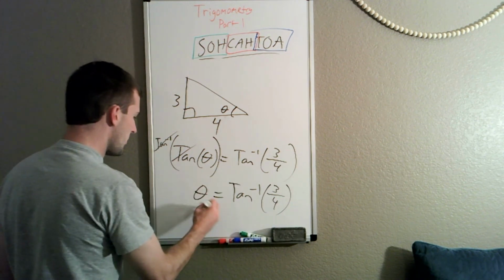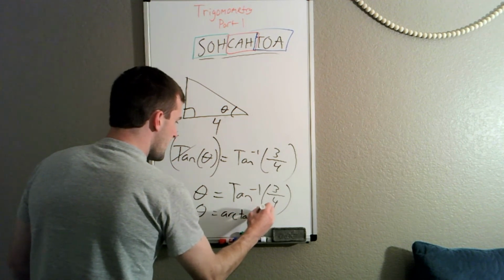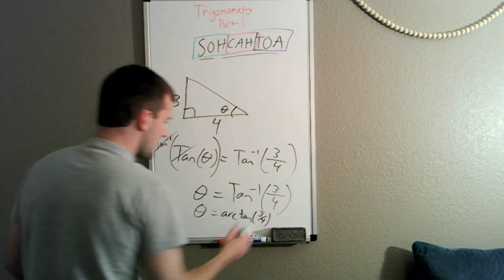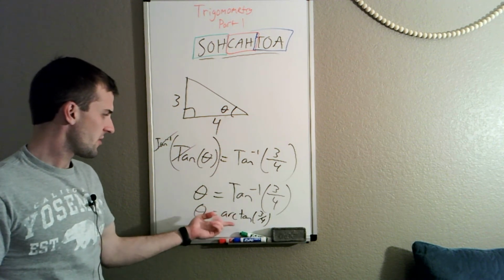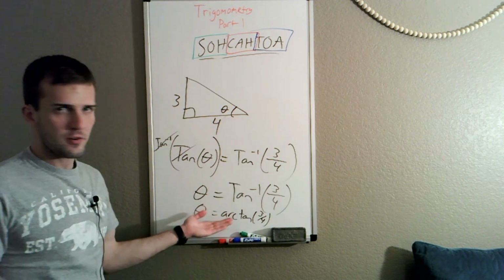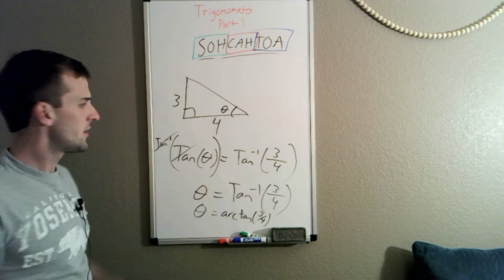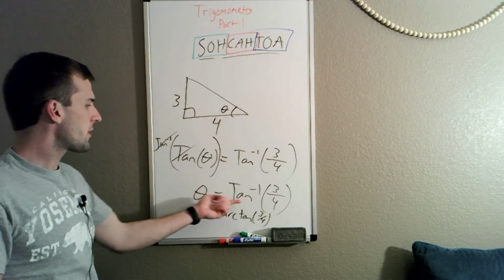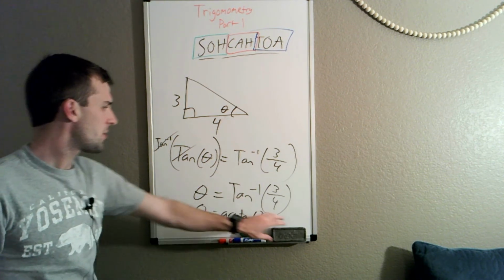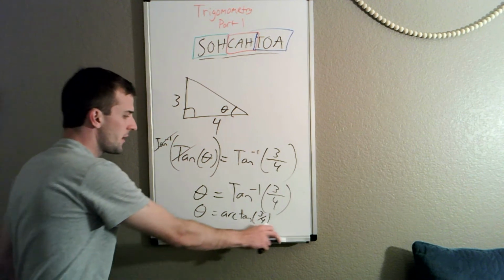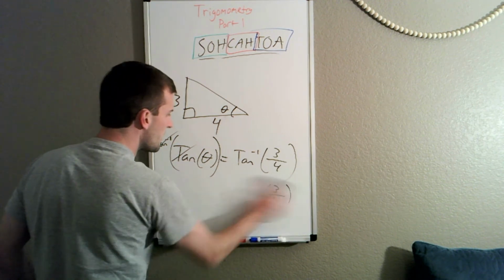And this is also called arctangent of 3/4. Arctangent and inverse tangent are the same thing. It just depends on the book or the system that you're using, but these are equivalent inverse functions. And this is another thing we could type into a calculator and get an answer for, which I'm not going to do in this course, but if you'd like to, feel free to go ahead and type that into a calculator.